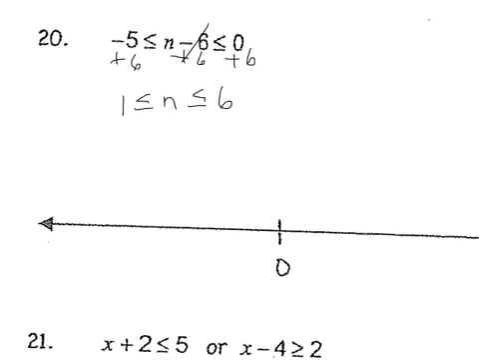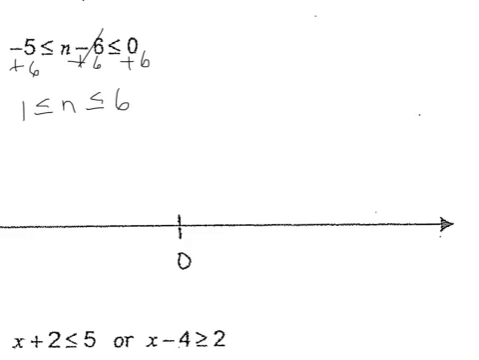So when you go to your graph, you've got 1 and 6, and these are both filled in. You want the space in between because it's greater than or equal to 1 and less than or equal to 6. So any number in between these two numbers satisfies the inequality.